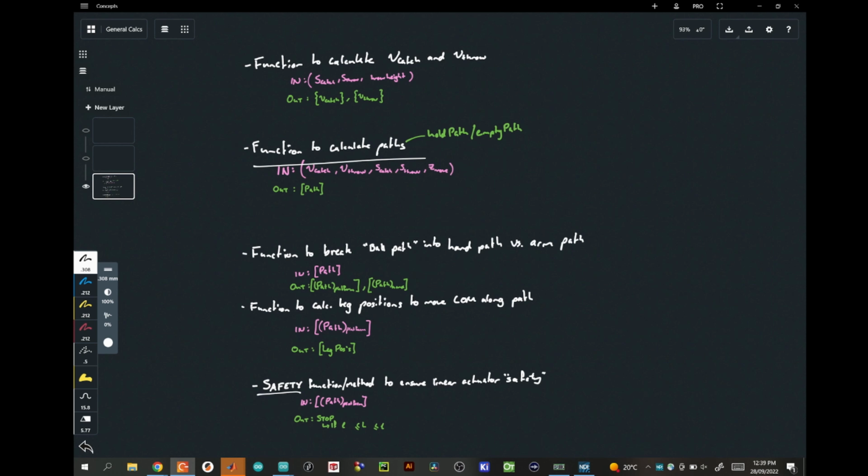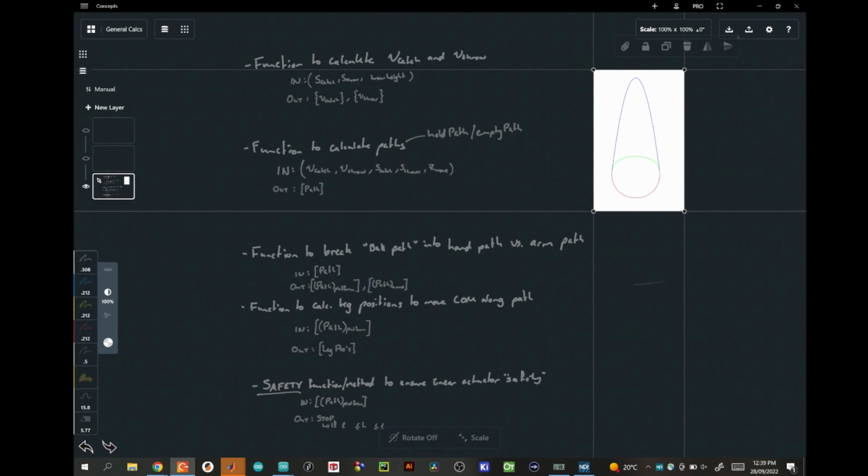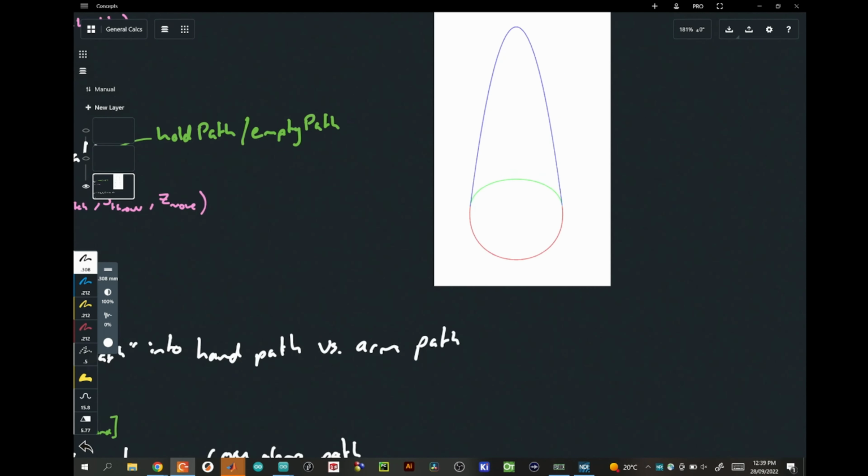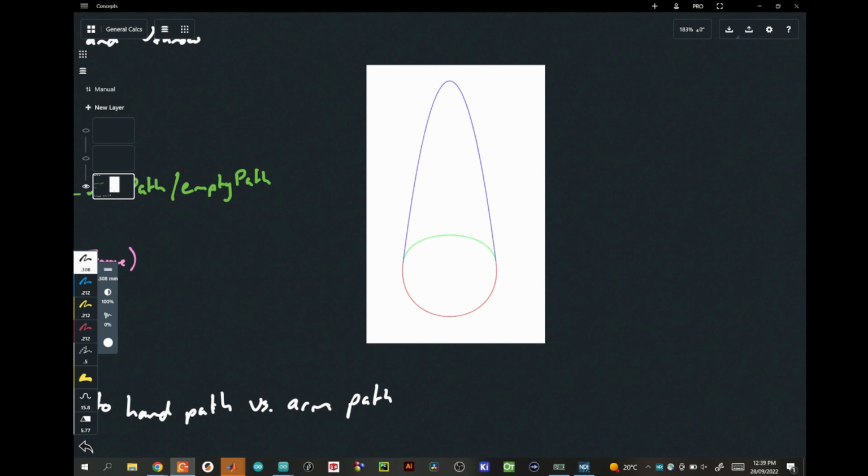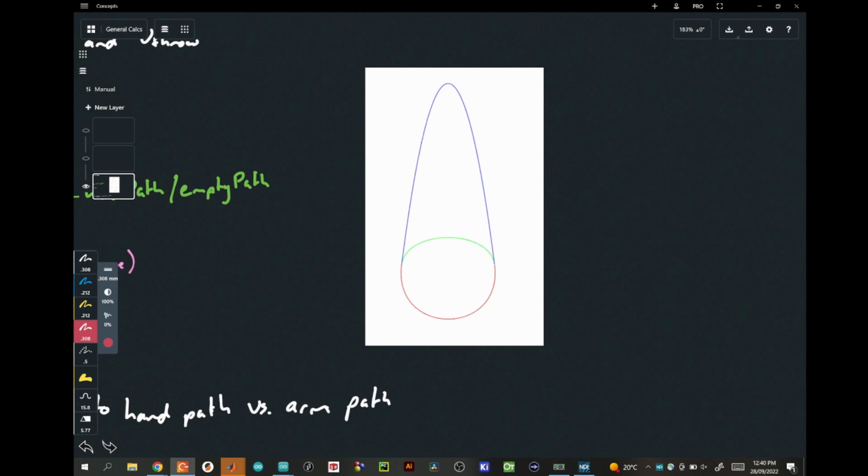The second function will calculate the path that the ball will follow while it is being held by the hand, and also calculate the path that the hand will follow when it is empty. This might seem a little bit confusing, but to give you an idea, this is a diagram of the different paths that are followed for throwing one ball in one hand. The red path is the path that is followed by the hand while it is holding the ball. The blue path is the path that the ball follows while it's in the air, and the green path is the path that the hand follows while it's empty.